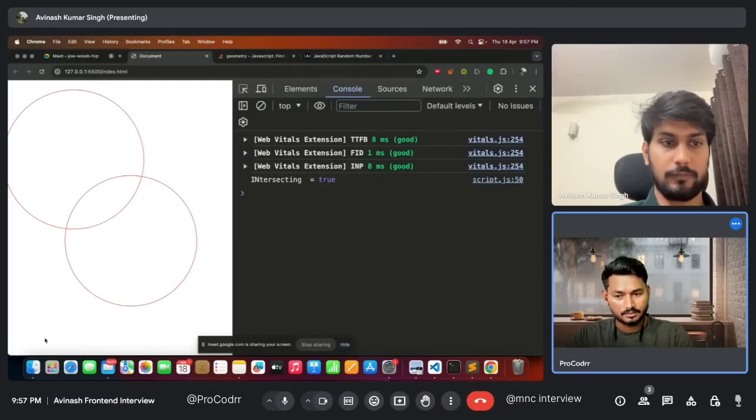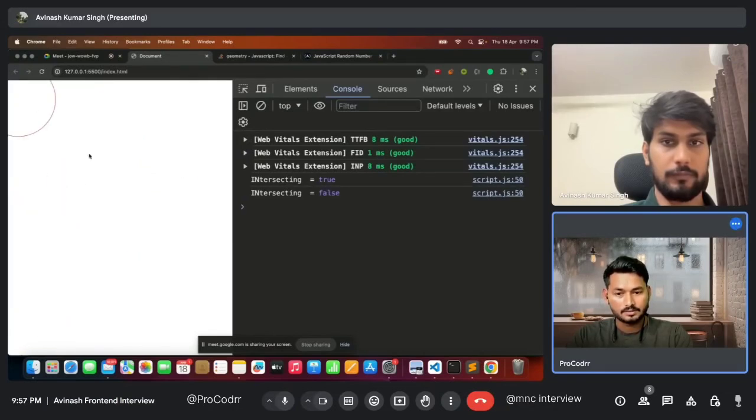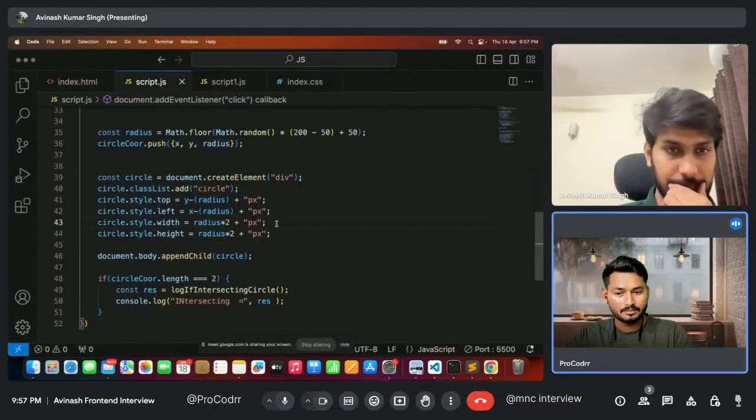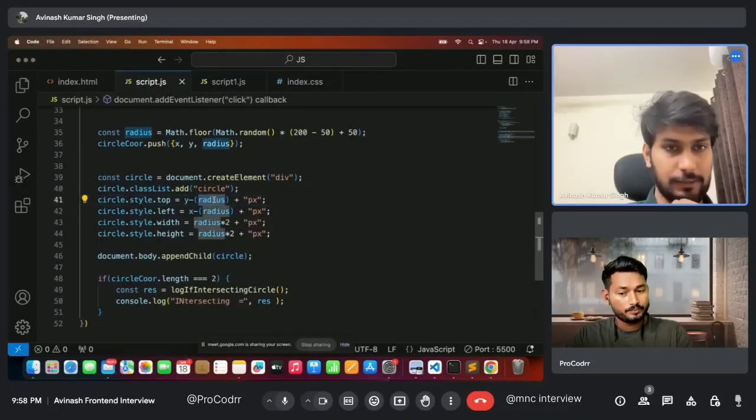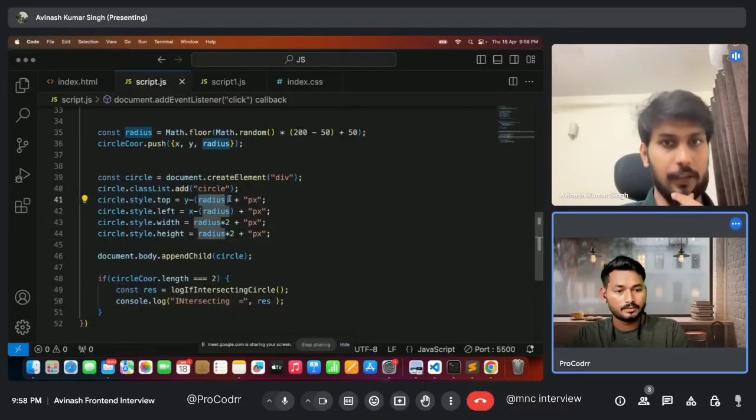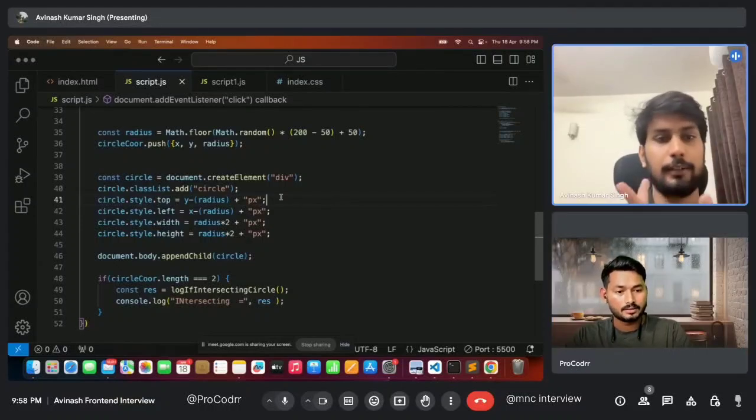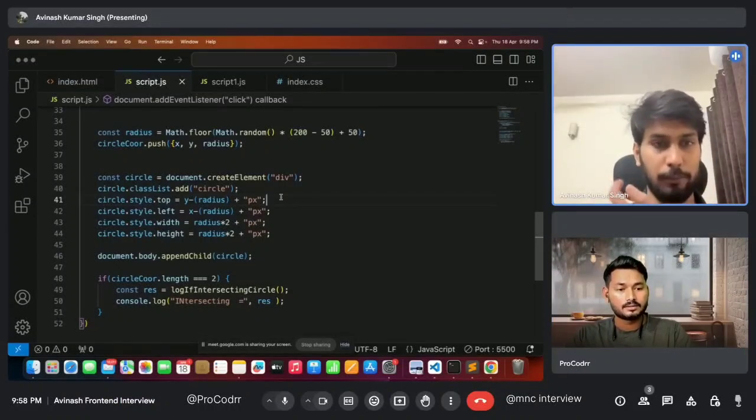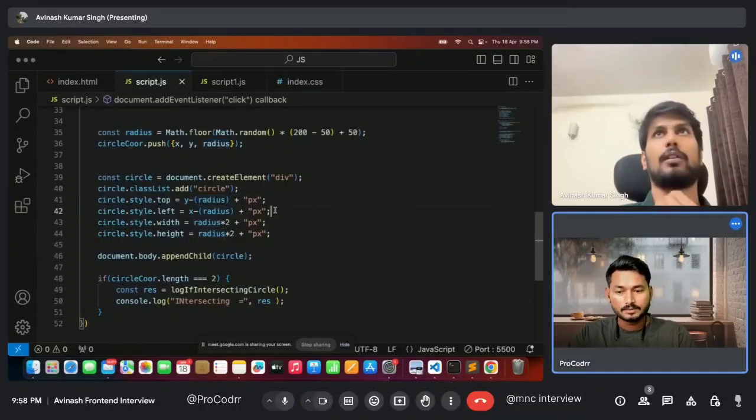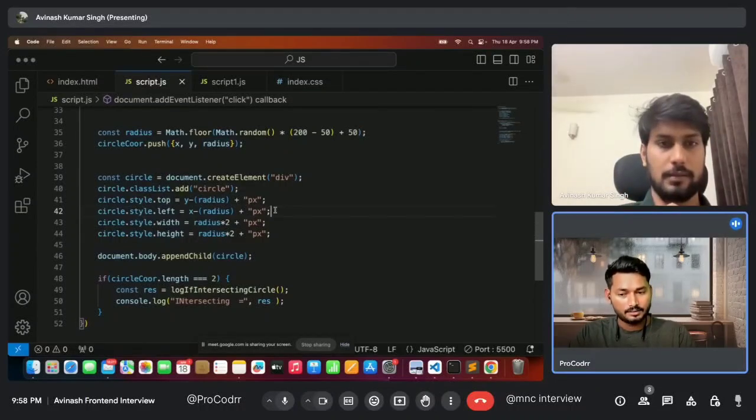Check. Okay, this is true. This is false. False. False. Okay, so true. Yes, it is working. So the problem was because of some coordinate issue, because we are subtracting from the x and y coordinates. If we divide it and then subtract it, it would miss some of the floating point number, not floating, but half of that, so it will not do the proper calculation. That is the problem.